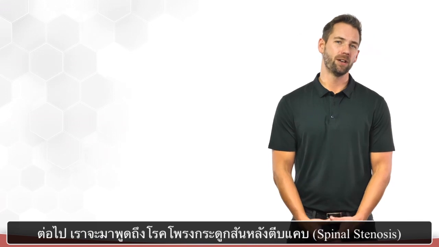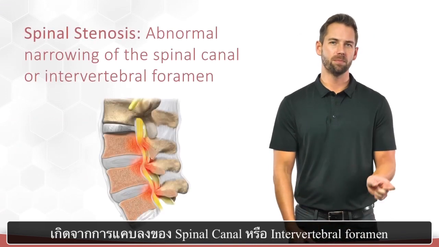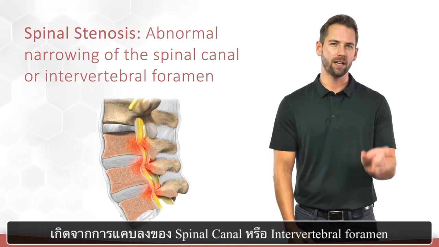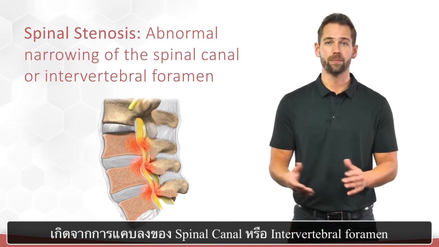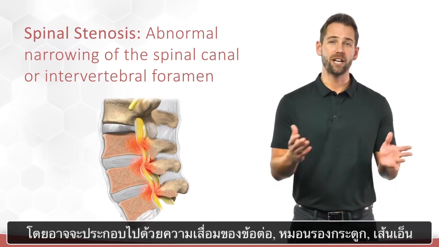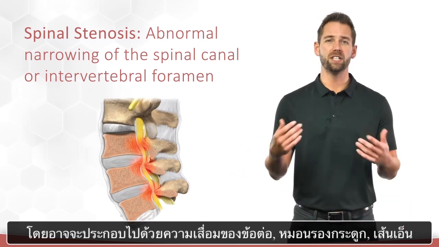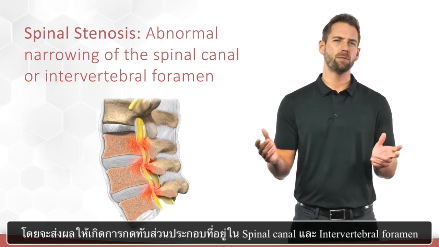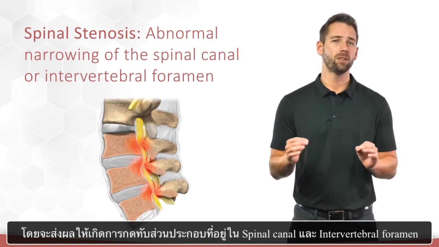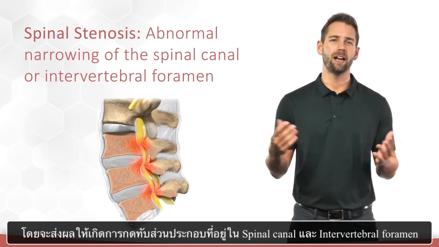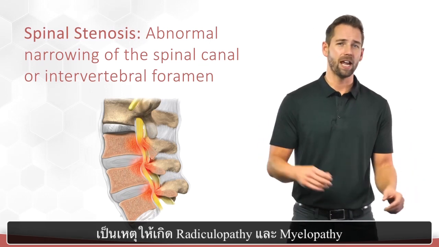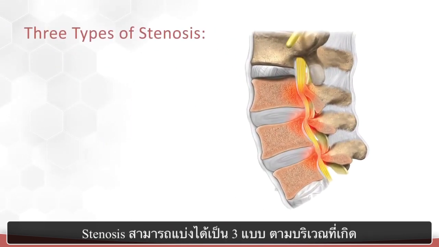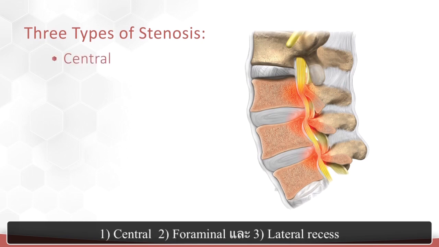Now let's discuss spinal stenosis. Spinal stenosis means an abnormal narrowing of the spinal canal or intervertebral foramen. It may be attributed to degenerative or arthritic changes of the disc, ligaments, and/or facet joints. The stenosis may result in compression of the neural elements within the spinal canal and the intervertebral foramina, causing radiculopathy and/or myelopathy. There are 3 types of spinal stenosis based on anatomical location: central, foraminal, and lateral recess stenosis.